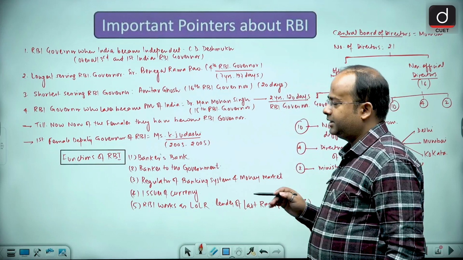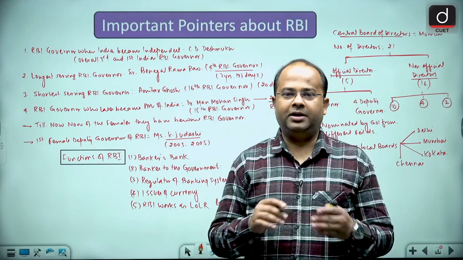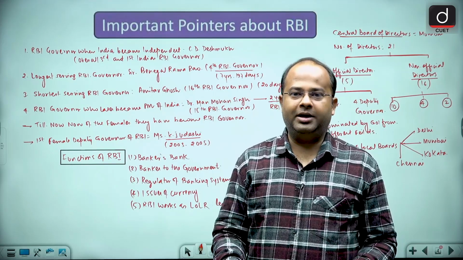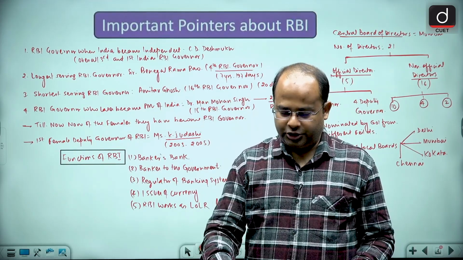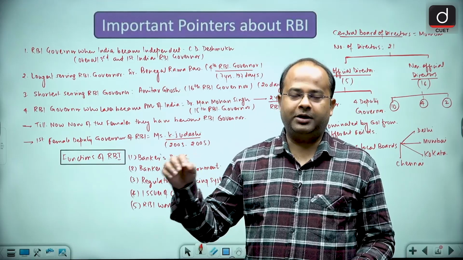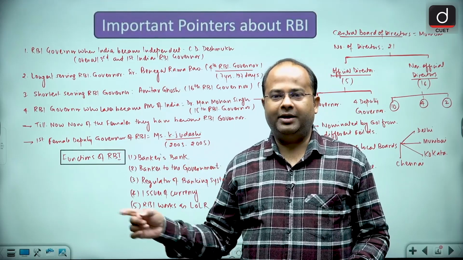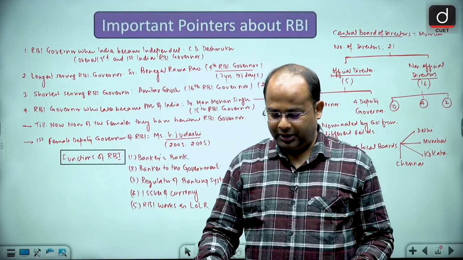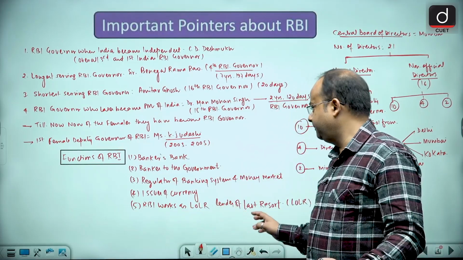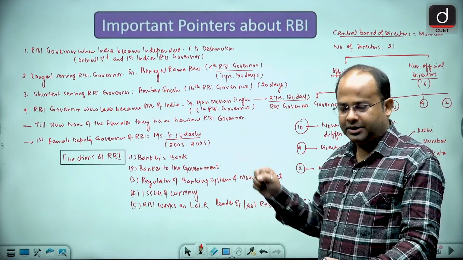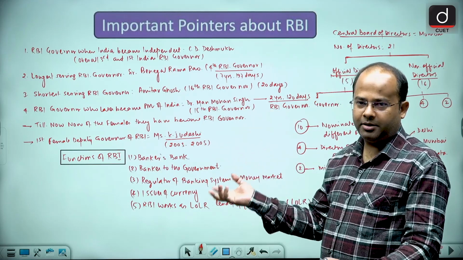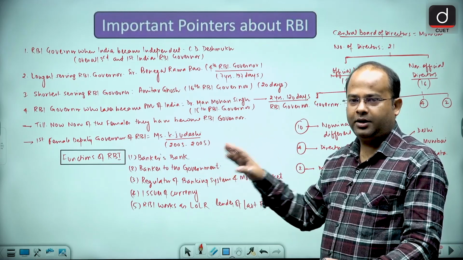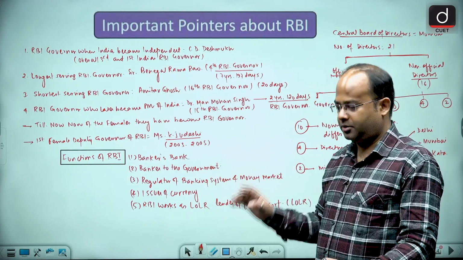That means whenever there is a situation of crisis, when there is no one to help the scheduled commercial bank, RBI comes forward and helps the scheduled commercial bank. Due to this activity, RBI is called lender of last resort. Whenever there is a situation of emergency, RBI comes forward and arranges the money, and therefore it is known as lender of last resort.